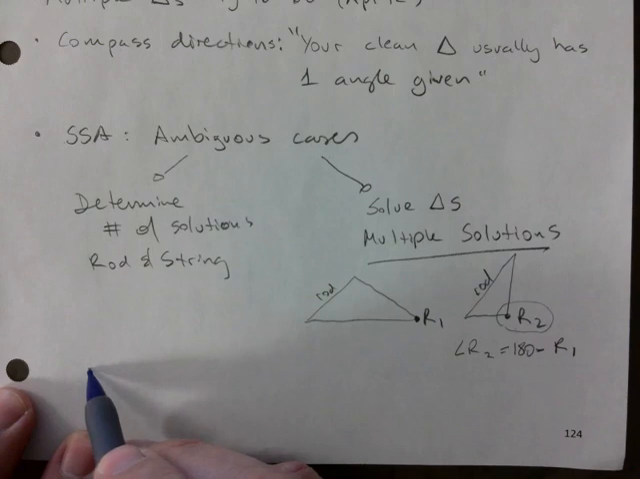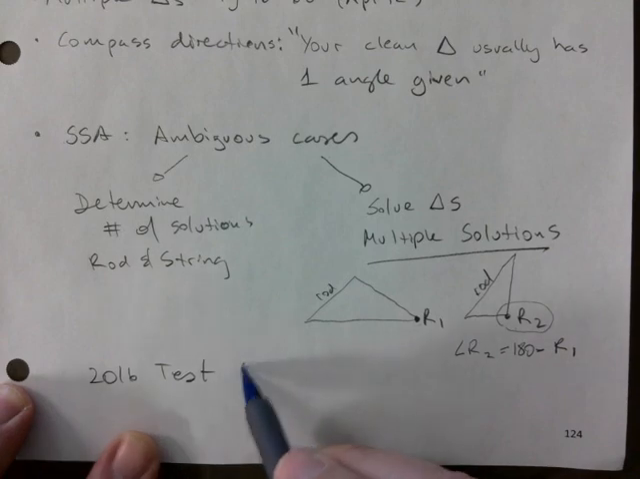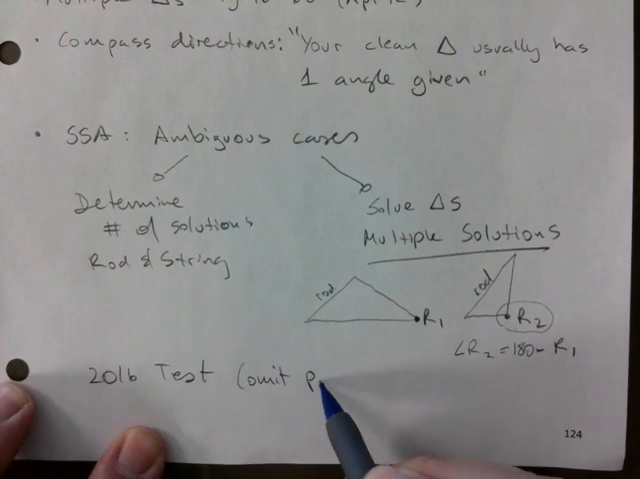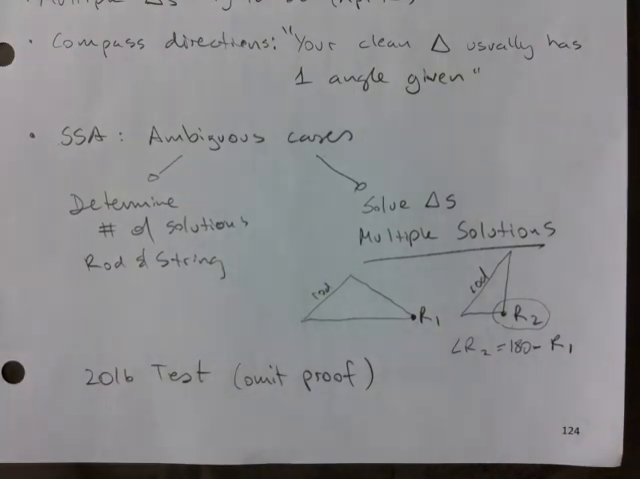Then there's going to be a 2016 test. Omit proof. There's one question that asks you to prove cosine law. Don't worry about that. I don't do that anymore. I used to prove cosine law. It takes me like half a class just to prove that it works, and it takes too much time and effort. You just need to know how to use it.